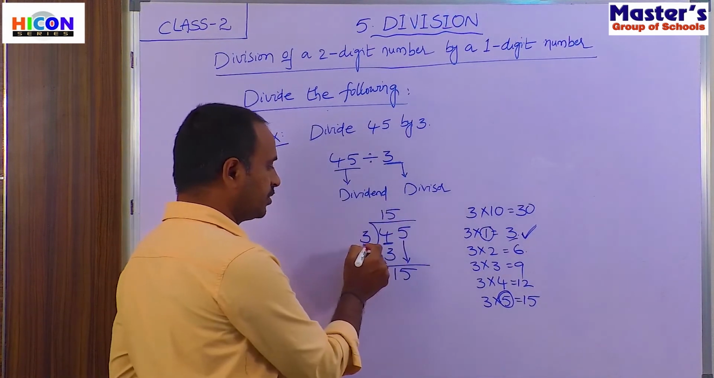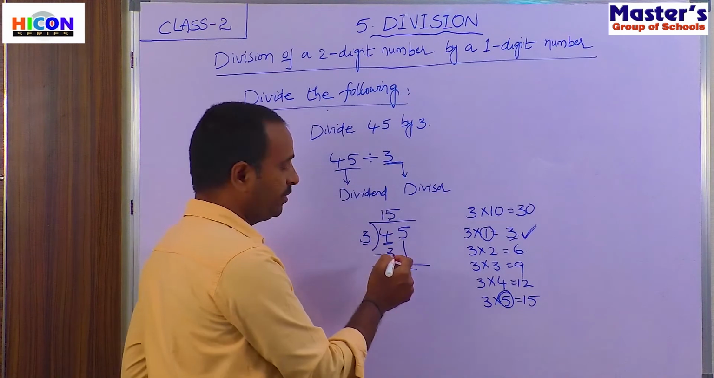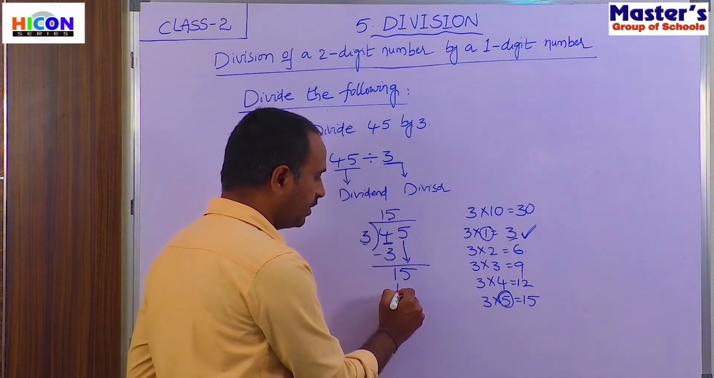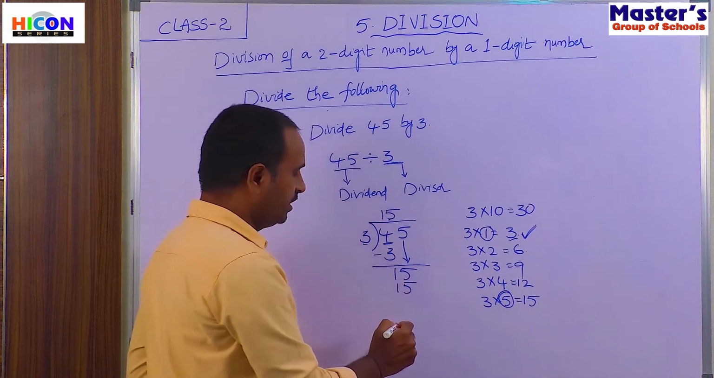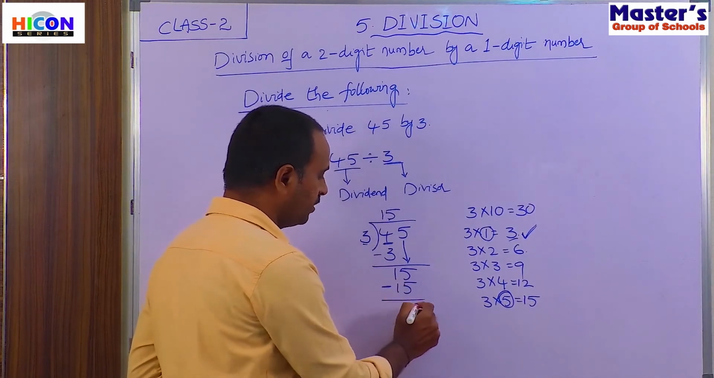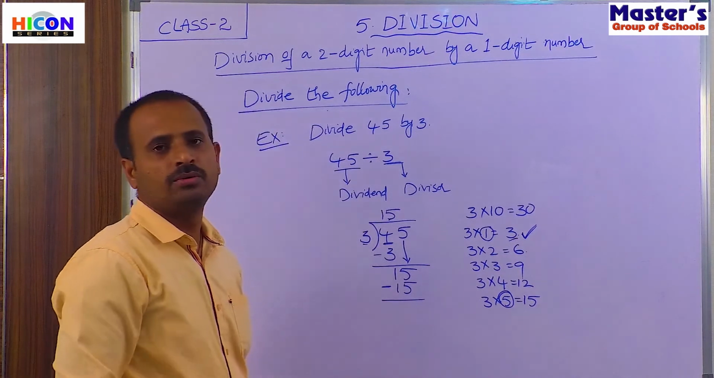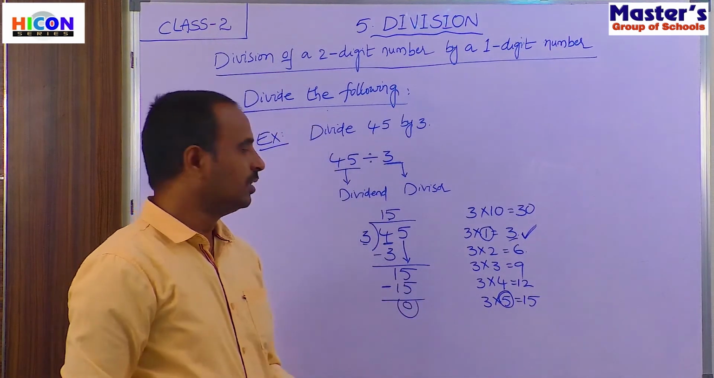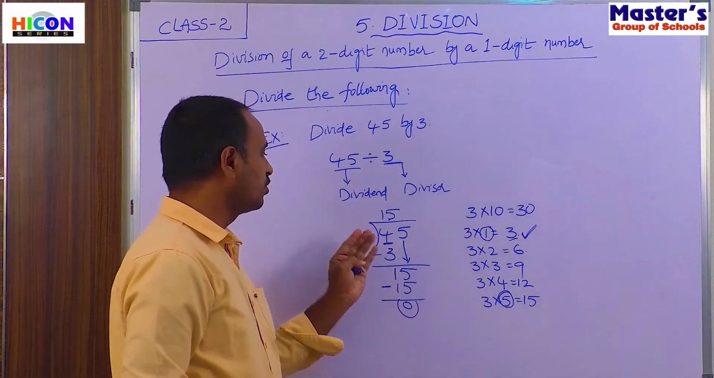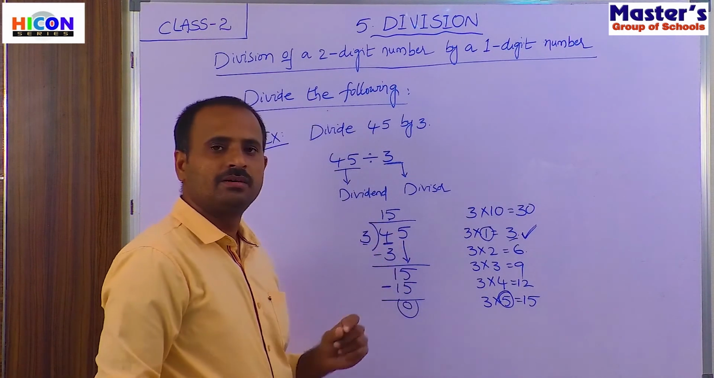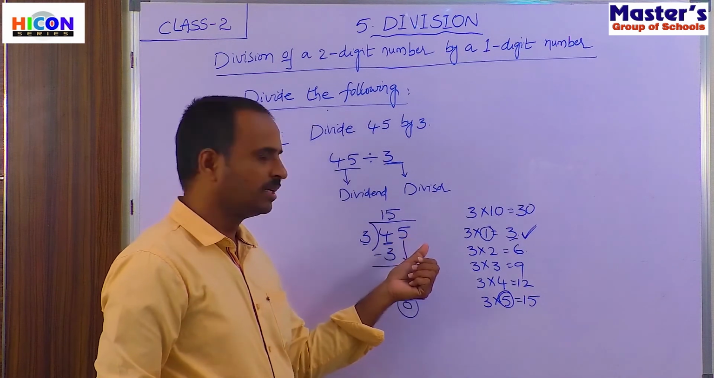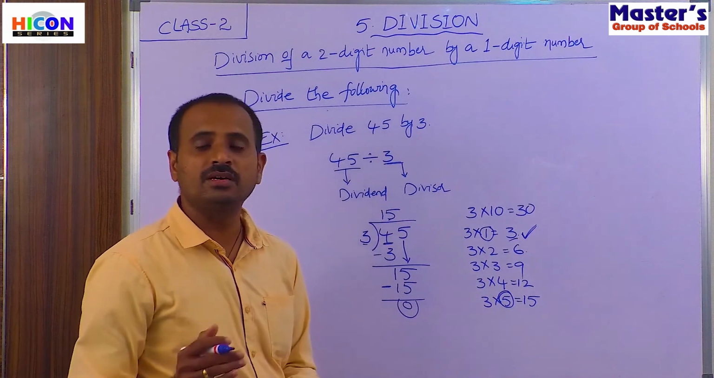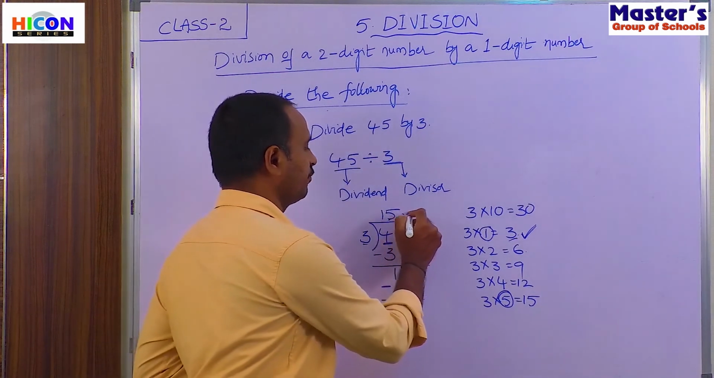So now multiply these two, 3 and 5. 3 into 5, 3 fives are 15. So write the product below the dividend, that is 15, and subtract 15 minus 15, 0. So if you subtract 15 from 15, we will get 0. So the division is completed because no more digits are there in the dividend. There are only 2 digits and there is no third digit. What is the answer here? The answer is the quotient, 15.